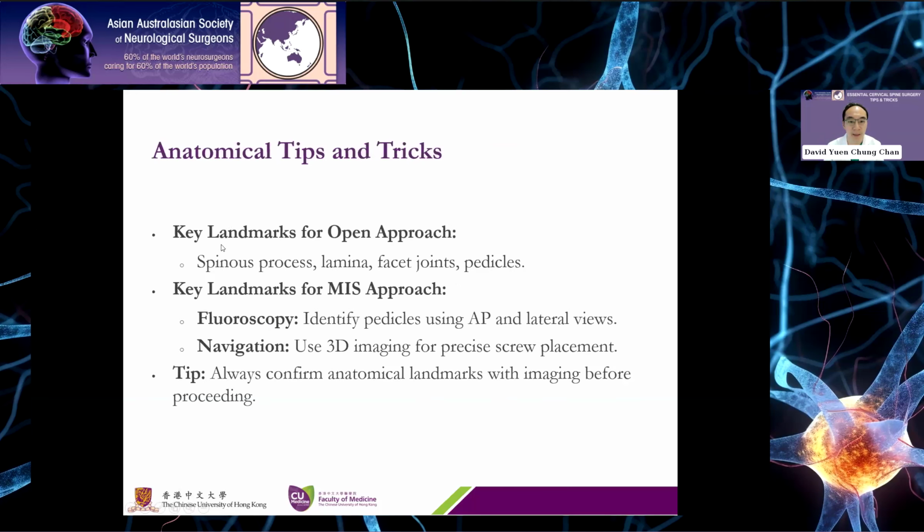And we need to recognize the key anatomical landmarks, be it for open and MIS, tracing along the midline, the spinous process, the lamina, the facet joints. Whereas for MIS, you should have a lower threshold in using X-ray and C-arm fluoroscopy, especially for the first few cases. Ensure you're working on the right spinal level, and consider using navigation.